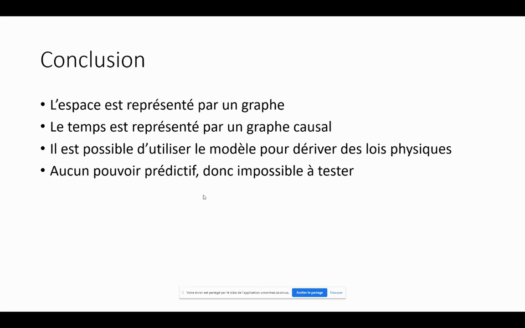Wolfram aime beaucoup faire des déclarations très percutantes, par exemple sur la nature des trous noirs ou des choses comme ça à partir de sa théorie, mais il n'y a aucune preuve concrète. Tout ce qu'il y a pour le moment, c'est une redérivation de certaines lois de la physique. Donc, voilà, je voulais simplement donner un aperçu.